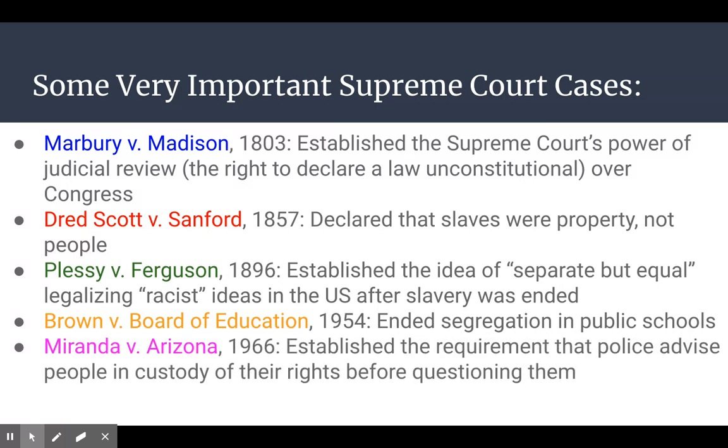Miranda versus Arizona is one of the ones that's really important. I know you guys have all heard this before in like cop shows, but if the police are arresting you and they pull a gun on you and arrest you, they say you have the right to remain silent. You have the right to an attorney. Anything you say or do could be used against you in a court of law. You've heard those on like cop shows. That's because this case right here established the requirement that police advise people in custody of their rights before questioning them.